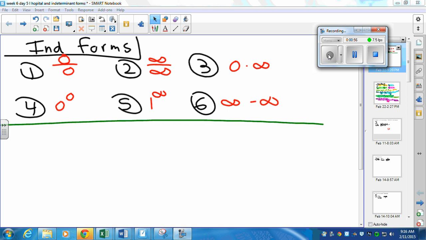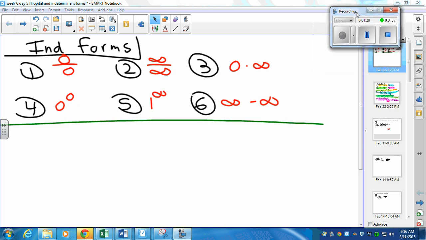And yesterday we really focused on 1 and 2. And today we're going to be looking at 3, 4, 5, and 6. Notice 1 and 2 are fractions and the other 4 are not. And yesterday in my notes I told you it had to be in the fraction form. So today we're going to look at how to change 3, 4, 5, and 6 and make them into the fraction form so we can implement L'Hopital's rule.